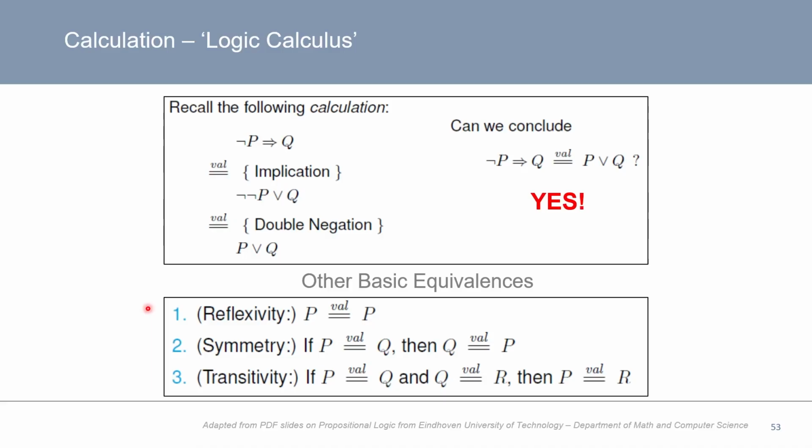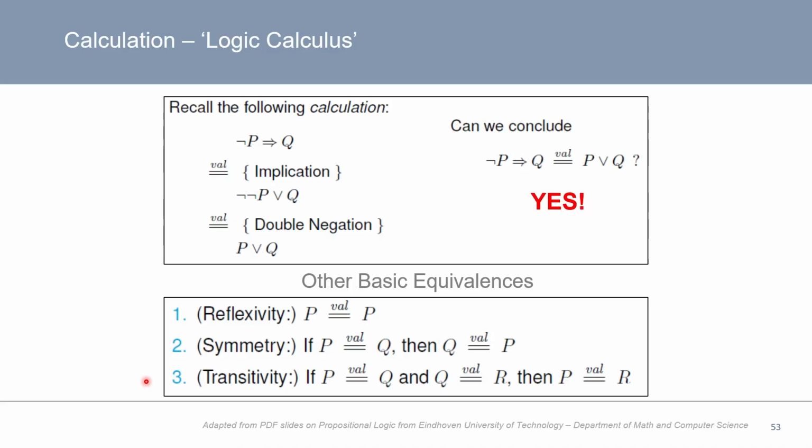Reflexivity indicates that a proposition is assumed to be equivalent to itself. Symmetry indicates that if the proposition P is equivalent to Q, then similarly the proposition Q is equivalent to P. And lastly, transitivity indicates that if P is equivalent to Q and Q is equivalent to R, then P is also equivalent to R.